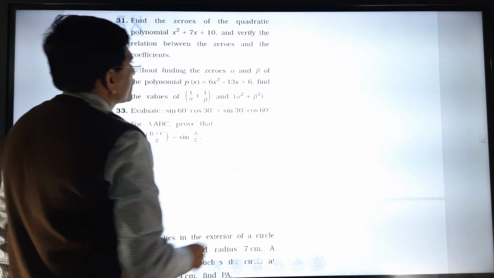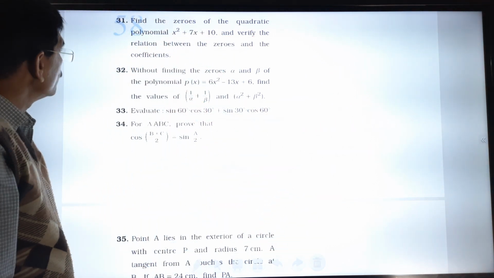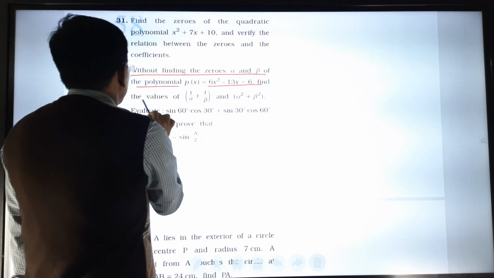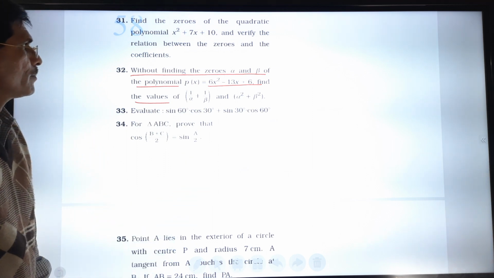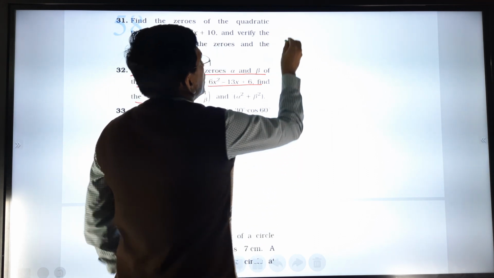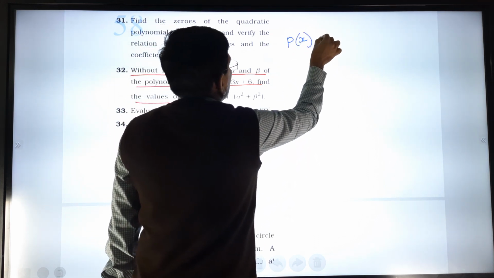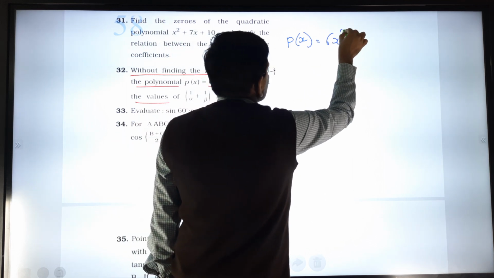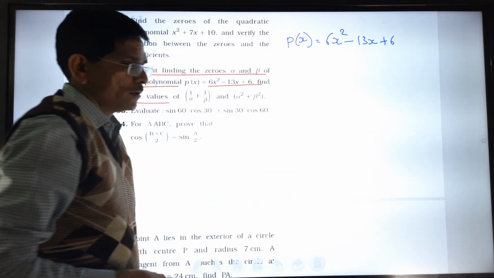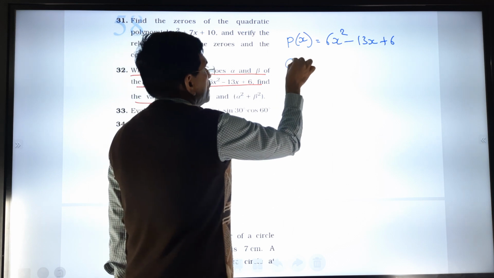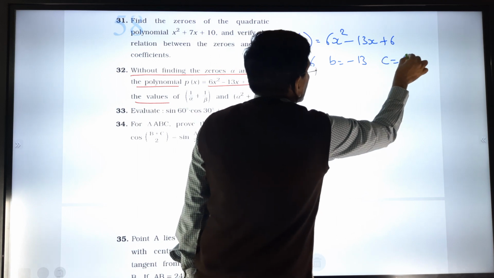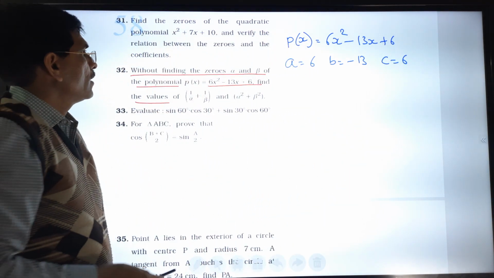Now for the next question, that is question number 32. Without finding the zeros of the polynomial, find the value of 1 upon alpha plus 1 upon beta. So first of all I have to write our polynomial, that is p of x is equal to 6x square minus 13x plus 6. Now what is the value of a? Value of a is 6, value of b is minus 13, and value of c is 6. Now find out the value.